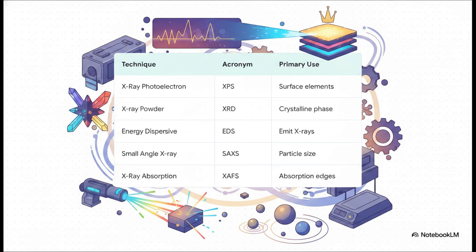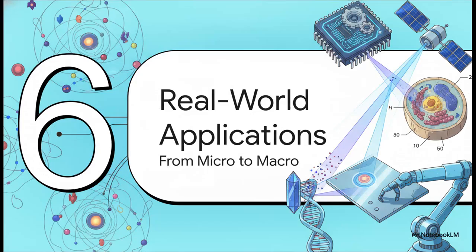There's EDS, which fires high-energy electrons to stimulate X-ray emission. SAX looks at particle size and shape, and XAFS tunes into specific absorption edges. Those are all brilliant, amazing techniques, but they largely look at the bulk of a material. When you need extreme surface sensitivity, when you only care about those top 1 to 10 nanometers, XPS remains the undisputed king.